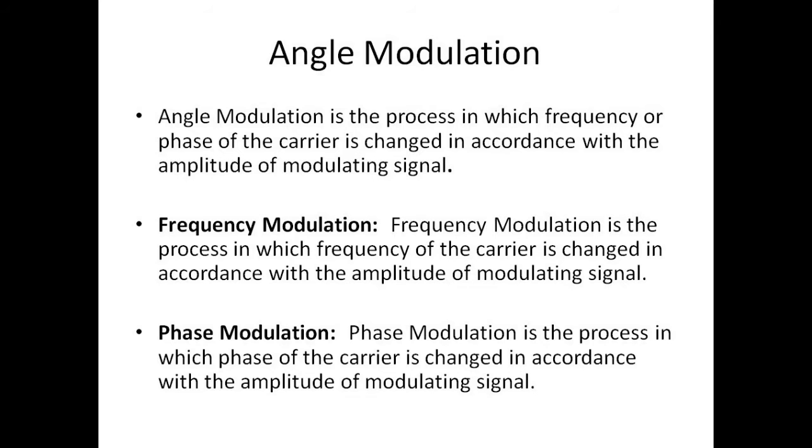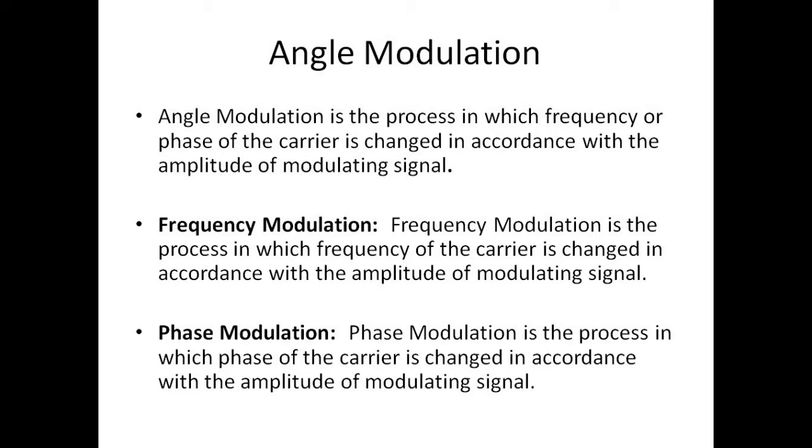So in this lecture, we are going to discuss what angle modulation is and how this angle modulated wave can be generated and detected. Angle modulation is a process in which the frequency or the phase of the carrier is changed in accordance with the amplitude of the modulating signal. There are two types of angle modulation. One is frequency modulation and another one is phase modulation.